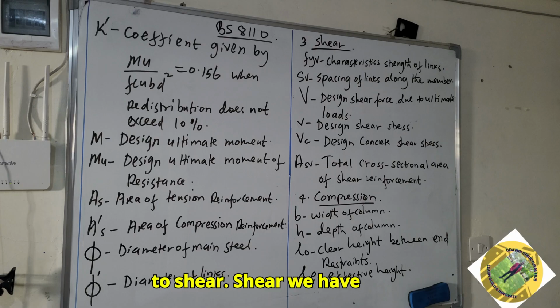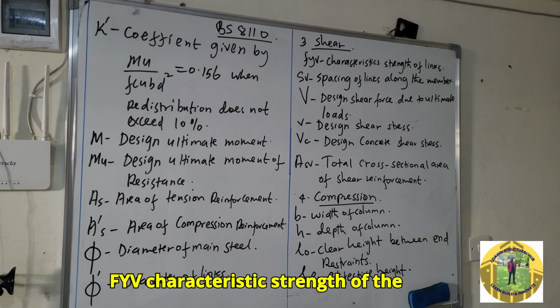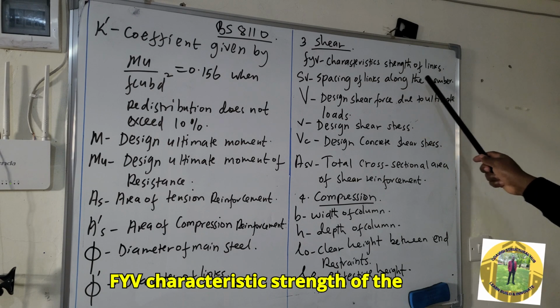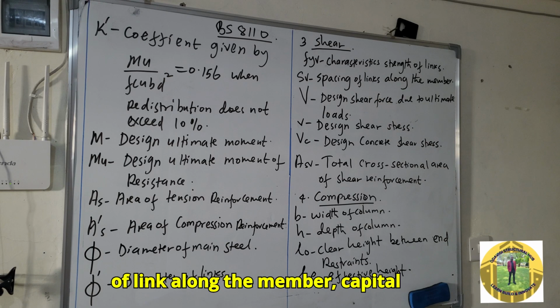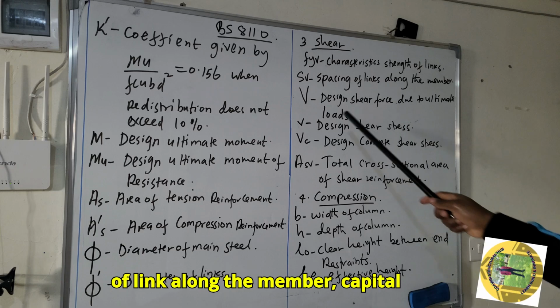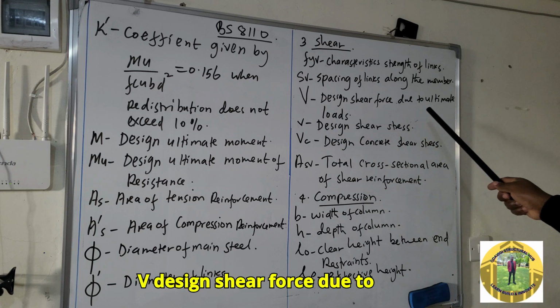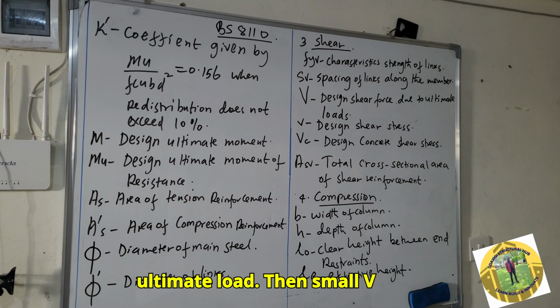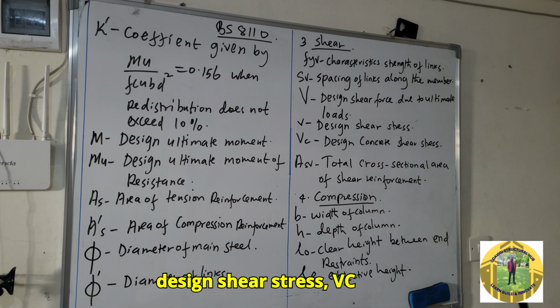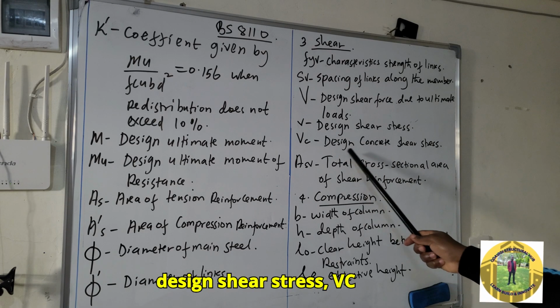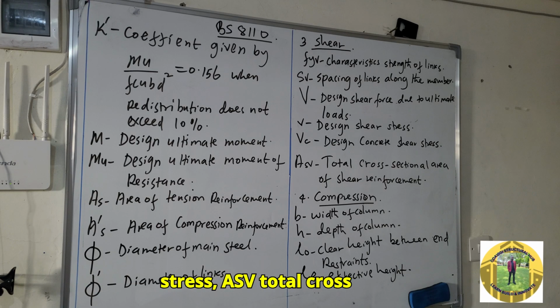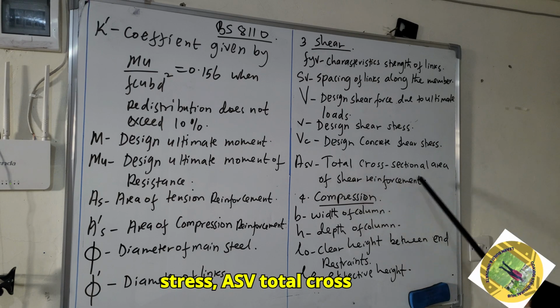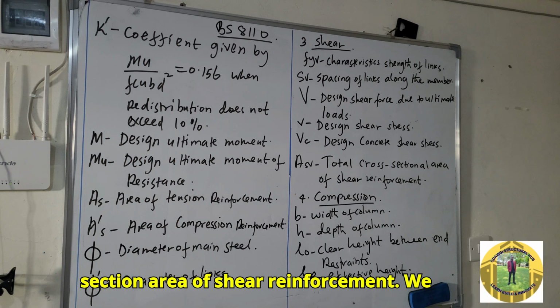We proceed to shear. Shear, we have fyv, characteristic strength of the link. Sv, spacing of link along the member. Capital V, design shear force due to ultimate load. Then small v, design shear stress. vc, design concrete shear stress. Asv, total cross-section area of shear reinforcement.